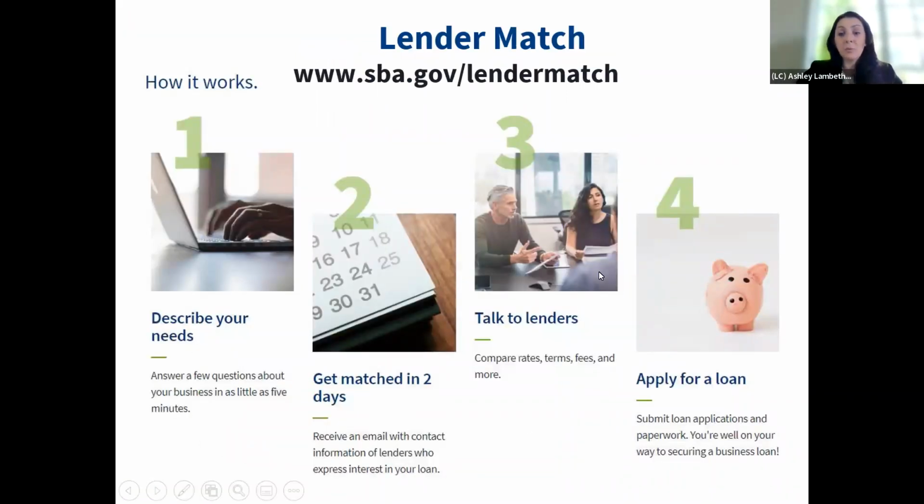There's a really great tool if you're interested in learning more about SBA loans, or if you feel like you're ready to start talking to lenders right now. If you go onto sba.gov/lender match, you can just put in your needs. So describe what it is you're looking for, how much money, what type of loan you're considering. And then within about 2 days or so, lenders that are interested in working with you will reach out to you via email. Then you can start talking to lenders.